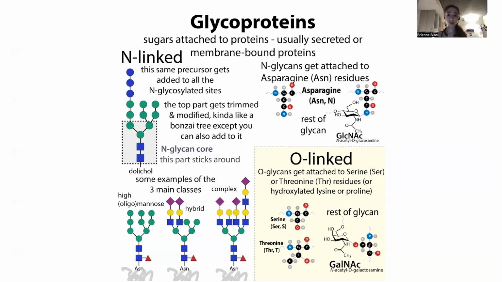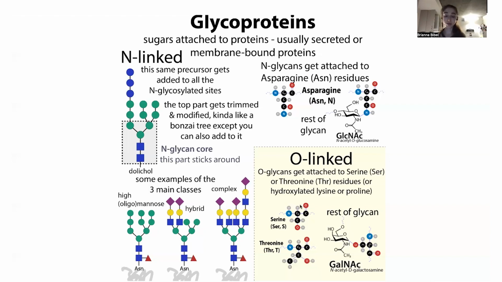So N is it's getting linked through a nitrogen. And conveniently, it's linked through an amino acid whose abbreviation is also N. So asparagine has this nitrogen here that can then get hooked on to the sugar and the rest of the glycan. So glycans are getting attached to asparagine residues through the nitrogen.